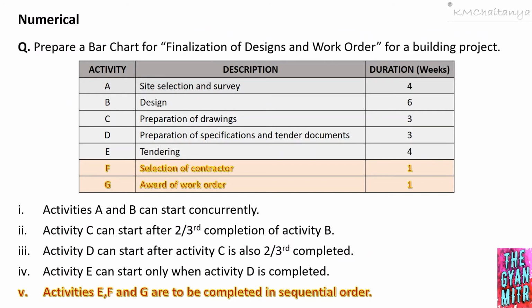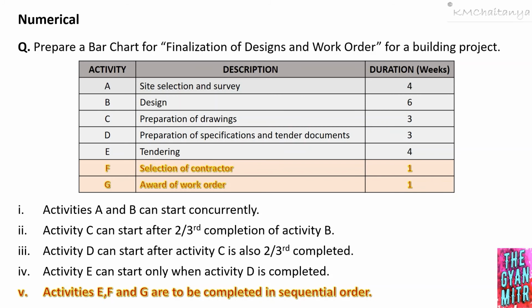Activities E, F and G are to be completed in sequential order. Activity E has been already completed. Therefore, we are left with activity F and G. Activity F is selection of contractor, taking 1 week of duration. Activity G is the award of work order, which also takes 1 week.